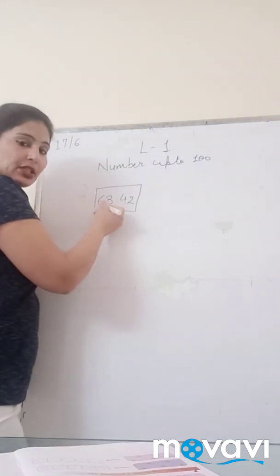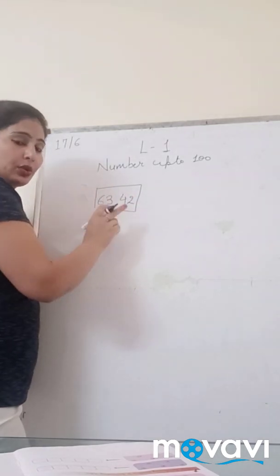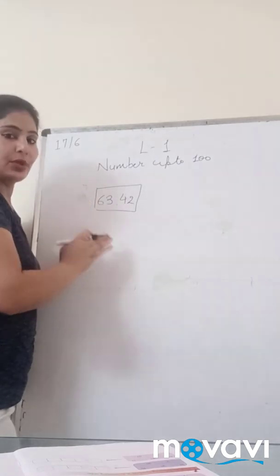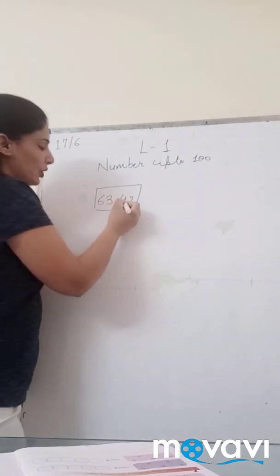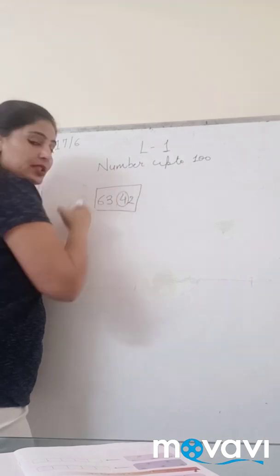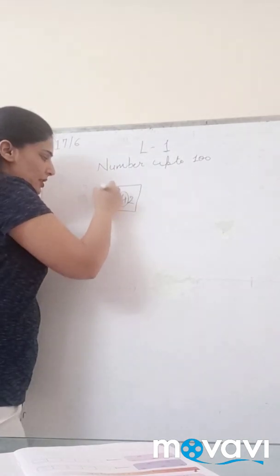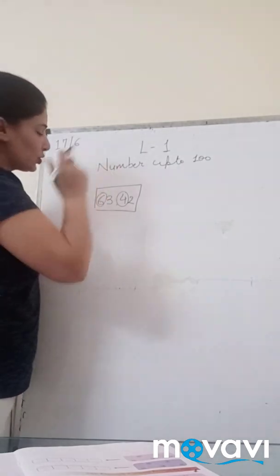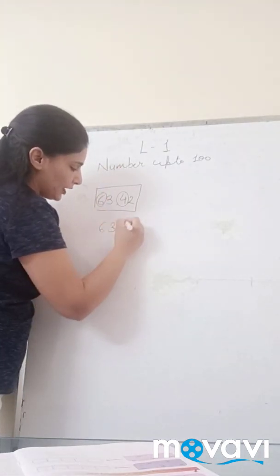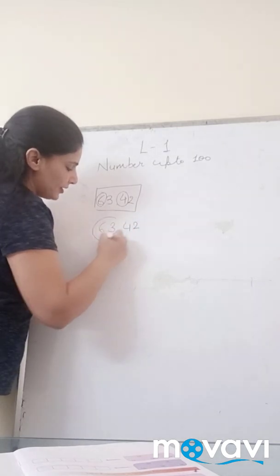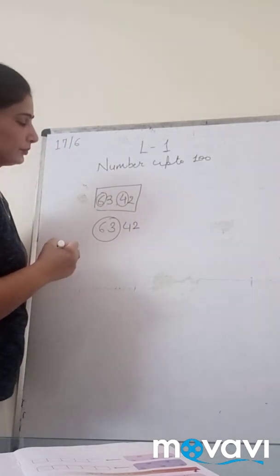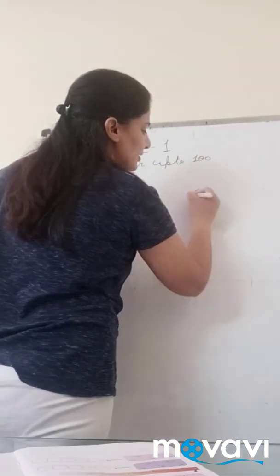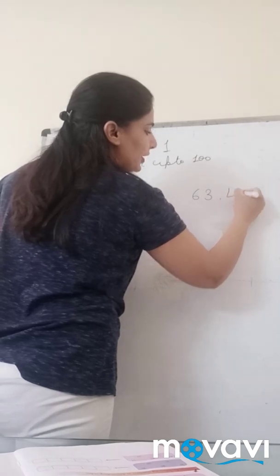So students, 63 and 42. Now there are two digits here and again two digits here. Now we will see the number which is on the tens place. In this number the tens place has 4, and in this number 6 is there. Now we will find out whether 4 is bigger or 6 is bigger. So in 63 and 42, 63 is the bigger number.